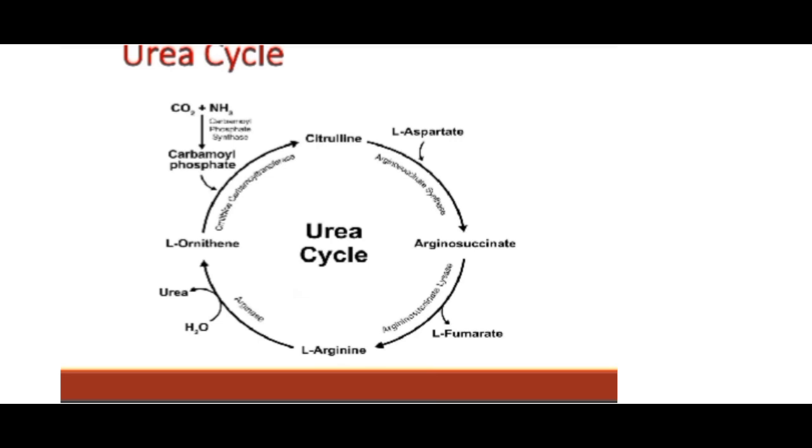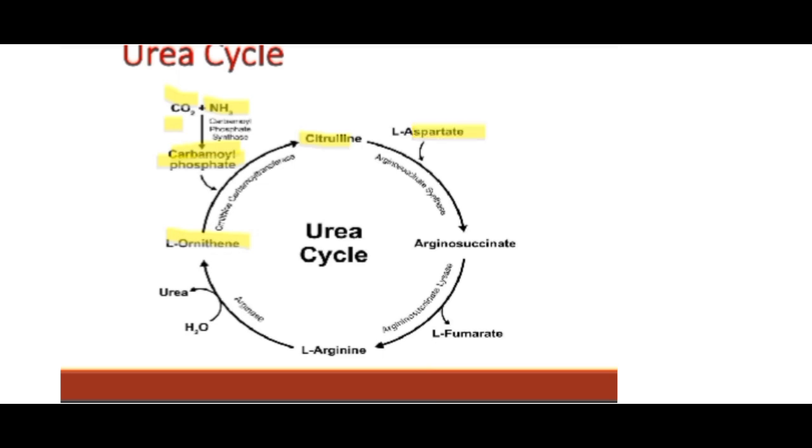So now this is an overall summary of all the reactions that we've studied so far. First of all, we have carbon dioxide and ammonia. They both are going to combine in the presence of carbamyl phosphate synthetase enzyme that is present in the mitochondria of the hepatocytes, and it is going to produce carbamyl phosphate. This carbamyl phosphate is going to enter the urea cycle and combine with ornithine that is already present in the mitochondria of the liver cells to produce citrulline, and this reaction takes place in the presence of an enzyme called ornithine carbamyl transferase.